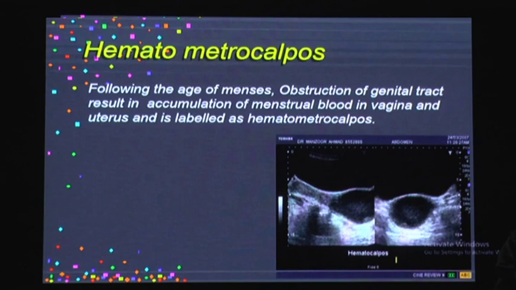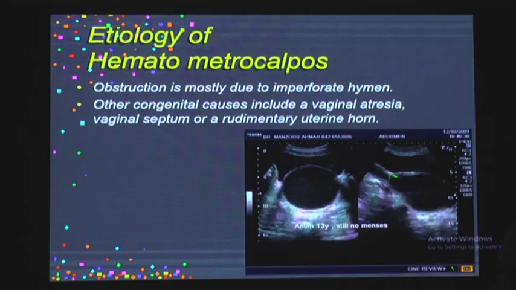Hematometrocolpos is another cystic lesion which we can see in the uterus following the age of menses. If there is obstruction of the genital tract, that results in the accumulation of menstrual blood in the vagina and uterus, and that is labeled as hematometrocolpos. If it is only limited to the vaginal canal, this is labeled as hematocolpos, and when it extends into the uterine cavity, as you can see here in this picture, this is the longitudinal scan, this is the accumulated blood, this is the transverse scan, and the internal echoes as well are visible. So this is a hematometrocolpos.